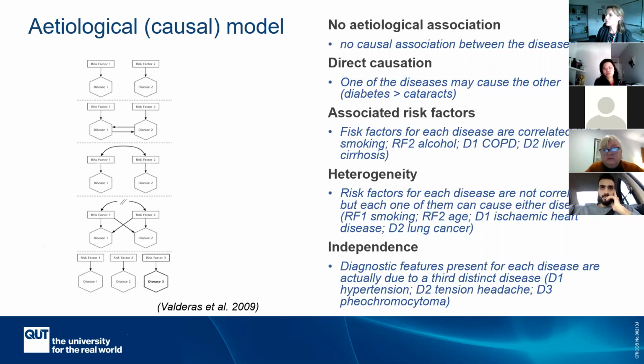So this is where diagnostic features present for each disease are actually due to a third distinct disease. And they give an example of pheochromocytoma, which I had to look up. It's actually a rare adrenal gland tumour, but you've got hypertension and tension headaches, and it turns out that they're both actually caused by this third thing that's going on in the background. So this is a constantly emerging science.